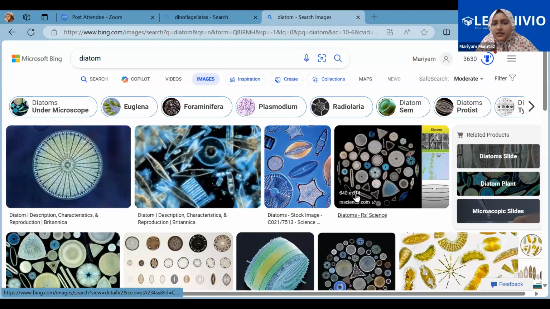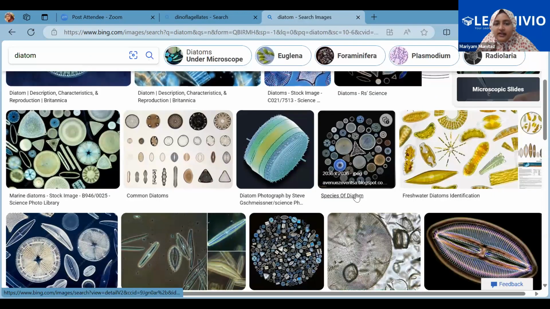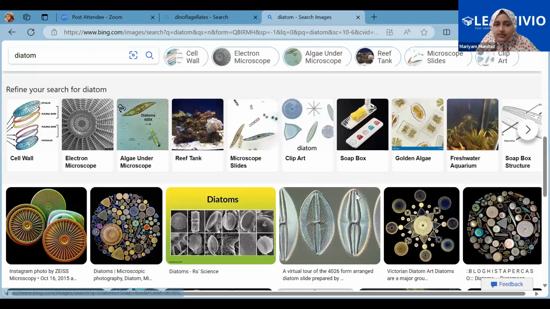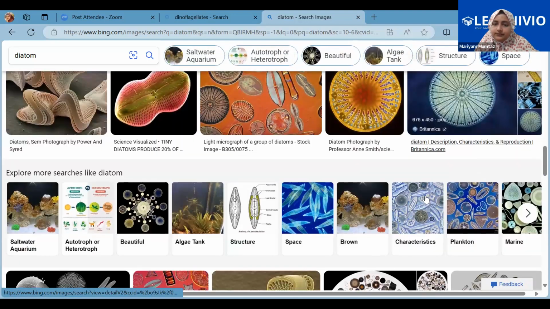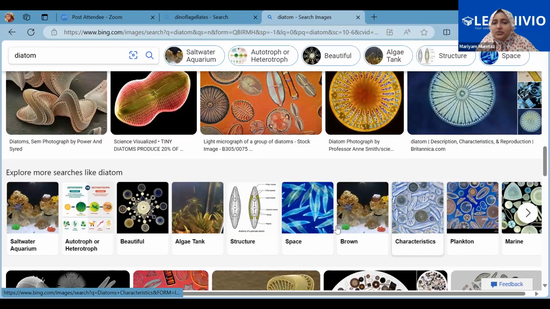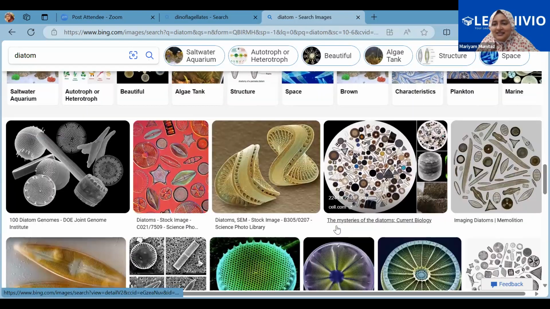Again, all the pictures will be microscopic. You can't find a real picture of them. So these are all the diatoms. Clear? There is nothing here that you can relate to.